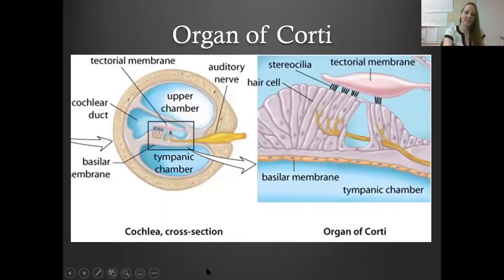So this is what it looks like. This is a cross section of one of the tubes that are spiraled around in the organ of Corti.